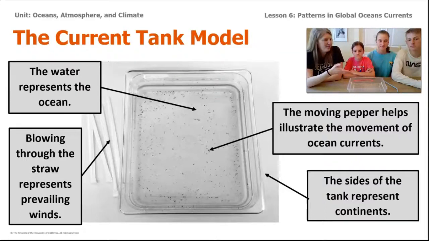So, Jacob, will you tell my students what the parts of the model represent? Yeah, so the water inside of the bin represents the ocean. The blowing through the straw represents the prevailing winds. The pepper inside of it is to illustrate the moving ocean currents to show movement. And the sides of the tank represent the continents.